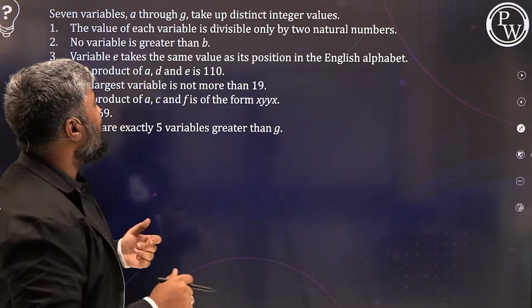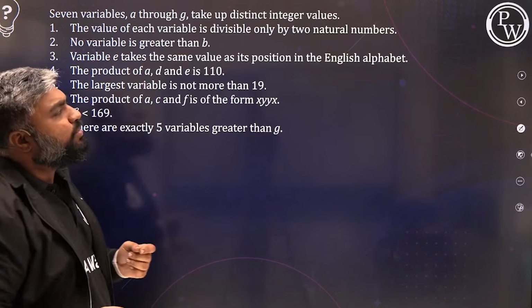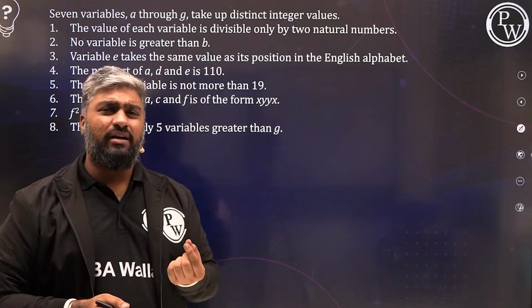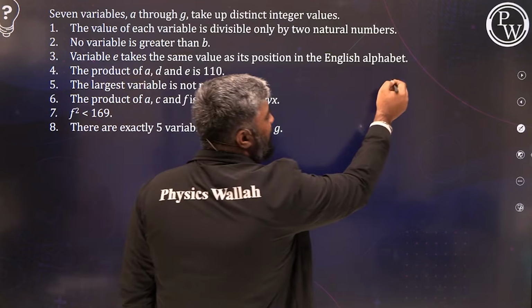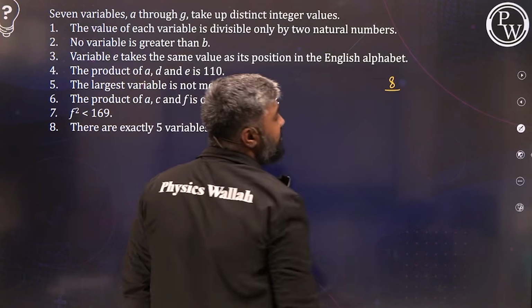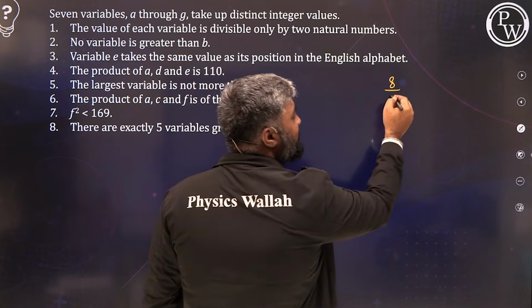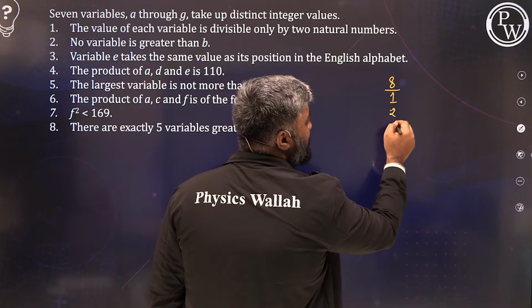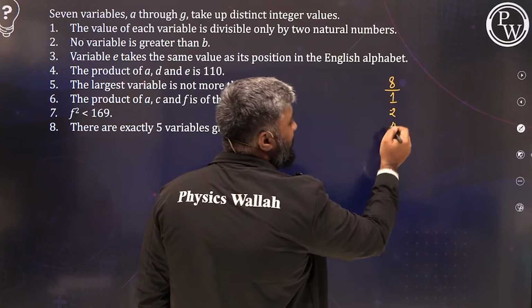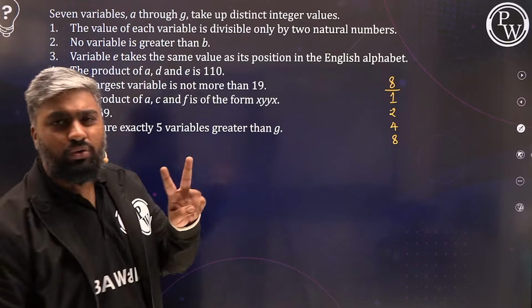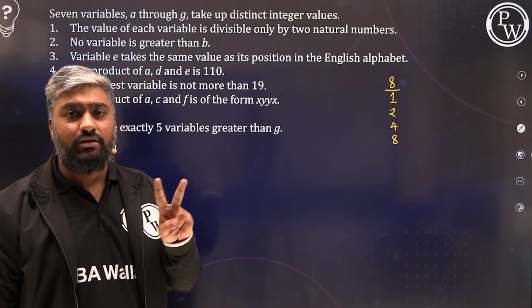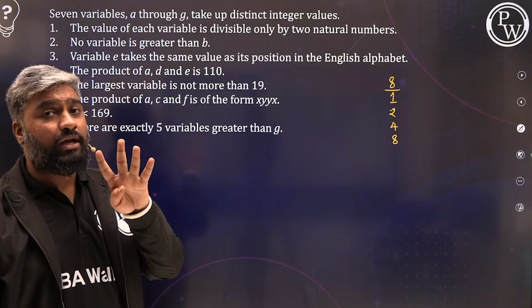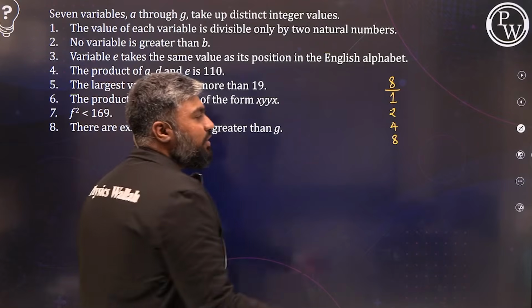Okay. What does it mean? Each variable is divisible only by 2 natural numbers. What are those kind of numbers? Let's say if I take a number like 8, ठीक है? 8 कौन से number से divisible है? 8 is divisible by 1. Yes. 2, yes. 4, yes. 8, yes. Does it have only 2 natural numbers as its divisor? No. There are 4. But we are looking for 2 of such.